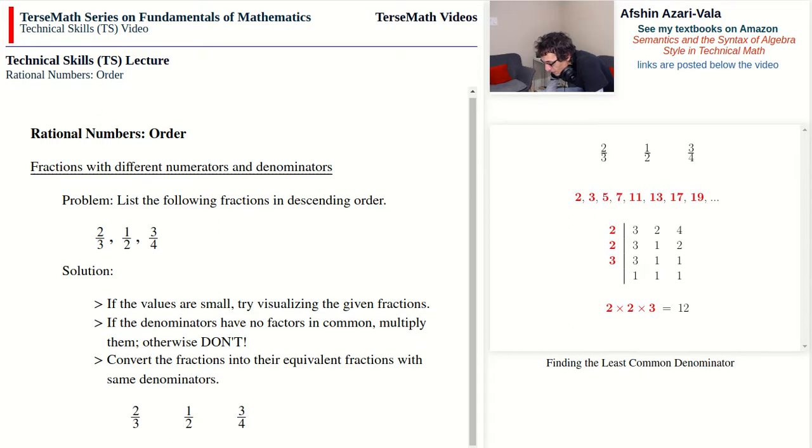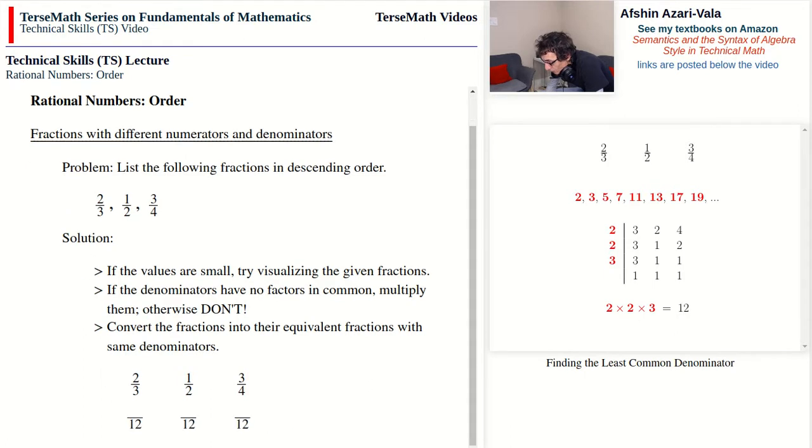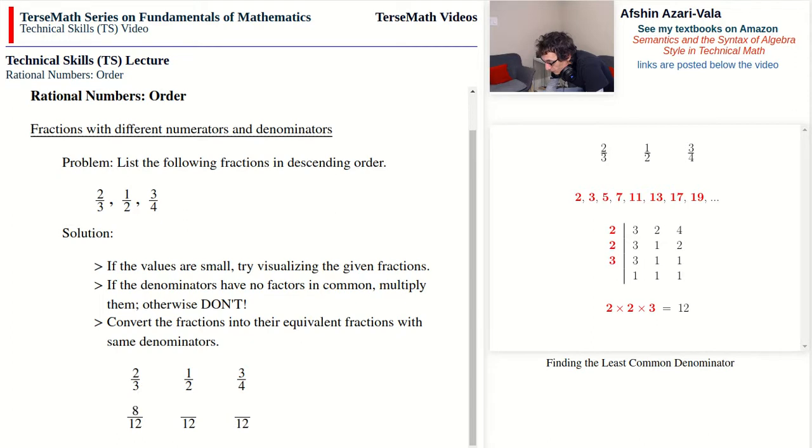Alright, so the process is we list our fractions that are given, and once we find the 12, then we change the denominators to 12. Now we follow the same process that we talked about earlier. 12 divided by 3, 4. 4 times 2, 8. Then 12 divided by 2, 6. 6 times 1, 6. And 12 divided by 4, 3. 3 times 3, 9.